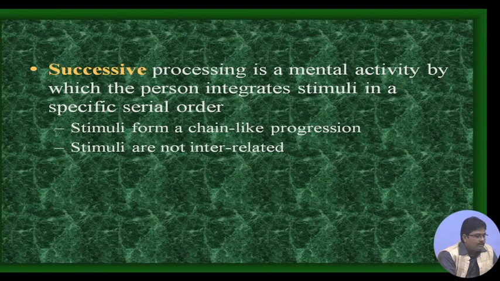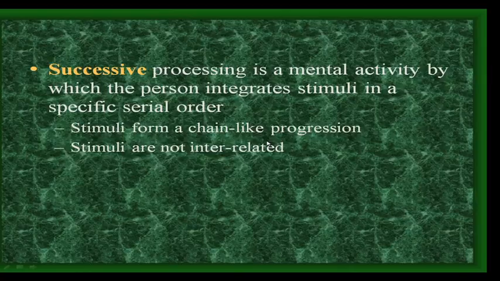Then successive processing is also equally important, because most of the learning, rote memories, are done on this basis. It is a mental activity by which a person integrates stimuli in a specific serial order. Many times we want to remember certain things or certain numbers on the basis of serial number. Our learning is faster when it is successive, because you can remember numbers in a faster and better way in increasing order or decreasing order. Why? Because it facilitates the memory processes.